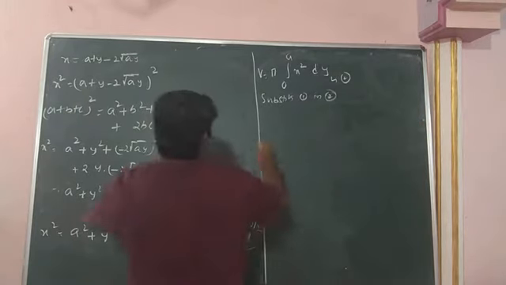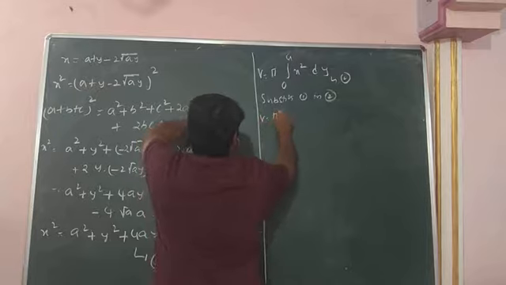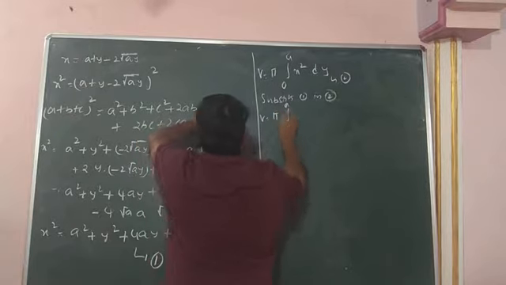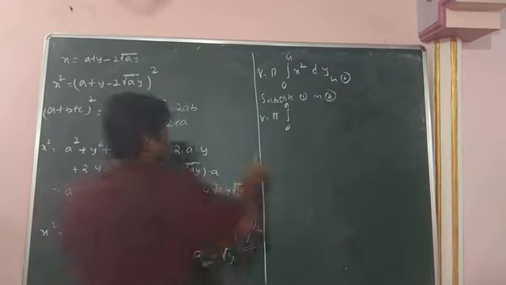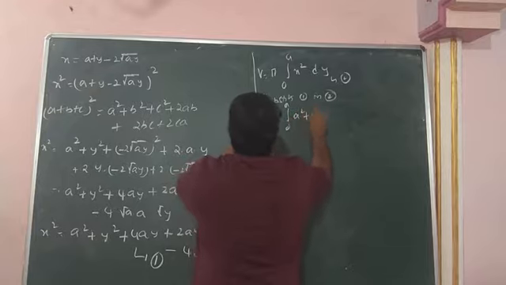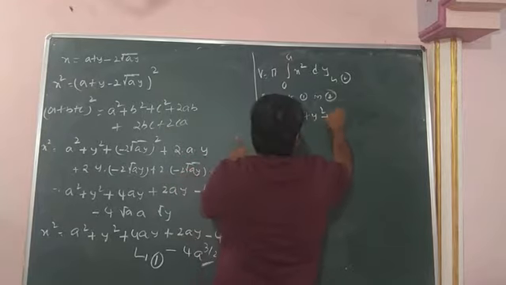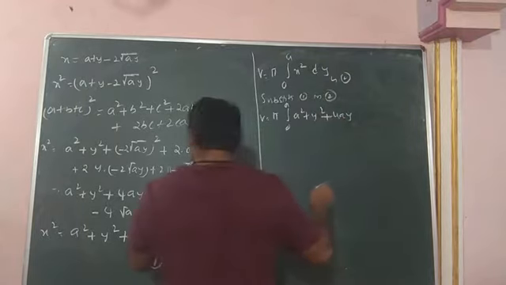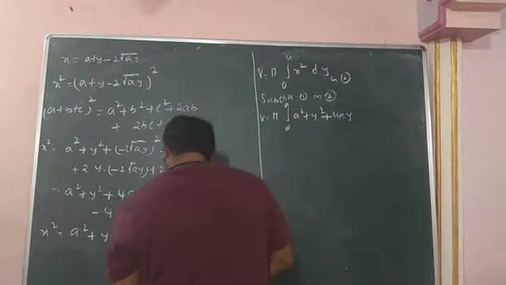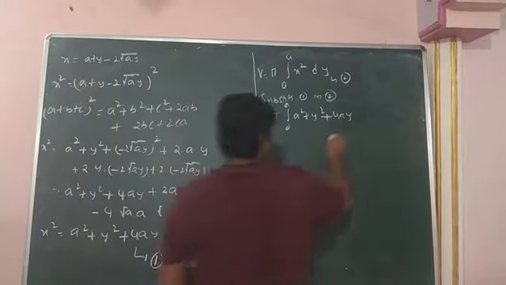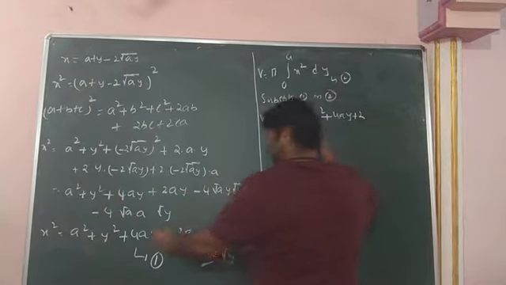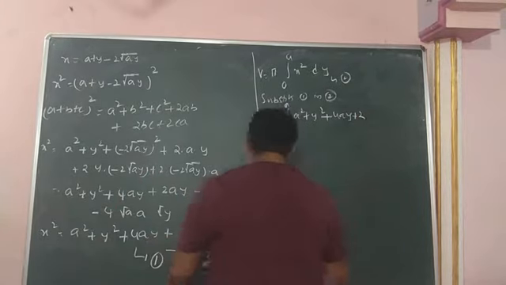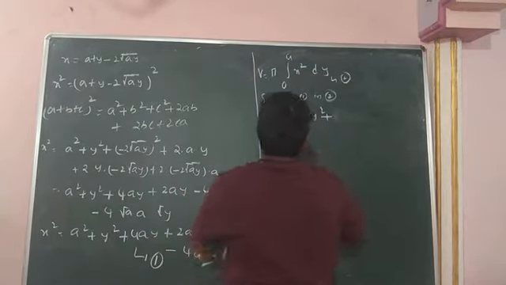We get V equal to pi into the integral from 0 to a of x square. What is the value of x square? A square plus y square plus 4ay plus 2ay. 4ay plus 2ay is nothing but 6ay.